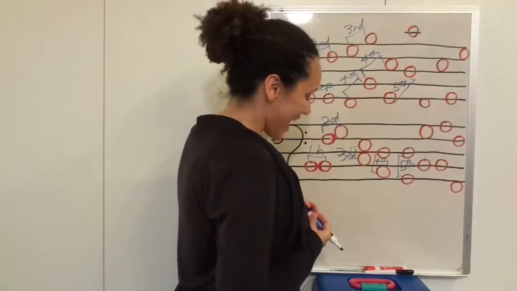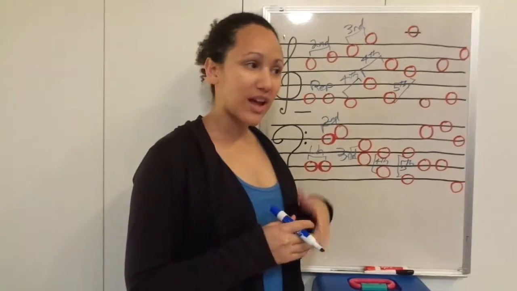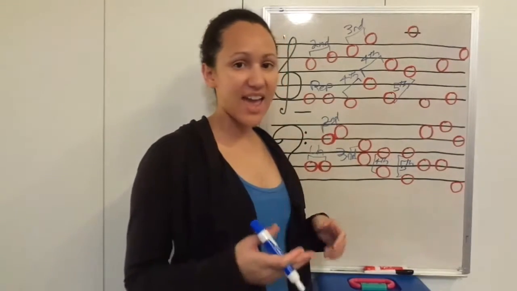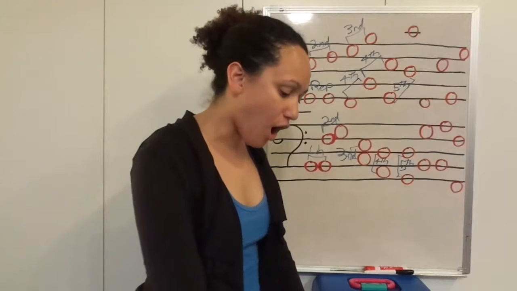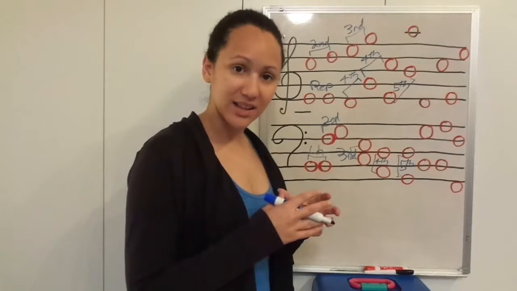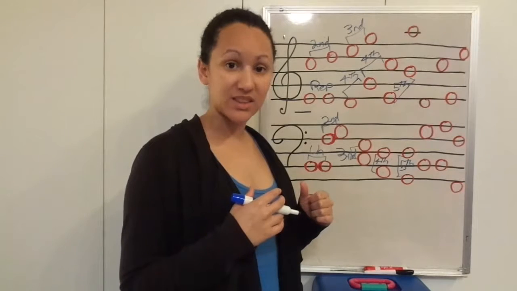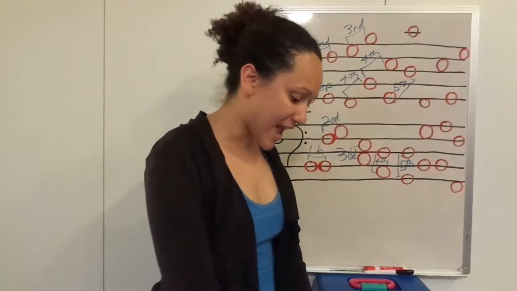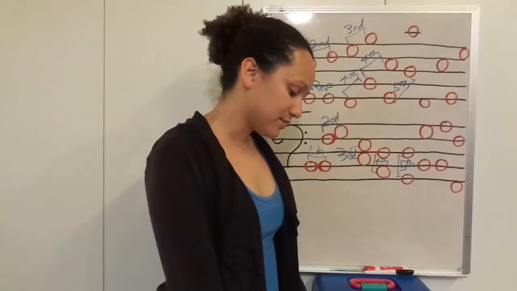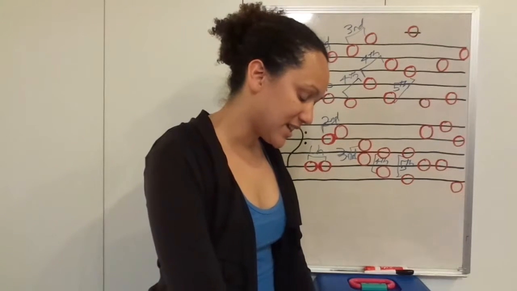Okay. And then last, if you have the same letter name, like from A to A or G to G, that would be an octave. Because you would count 8, because there's 7 letters in the musical alphabet, and then you have to add 8 for the note to be the same letter name. So A to A is an octave, F to F is an octave, E to E is an octave, G to G is an octave, C to C is an octave.